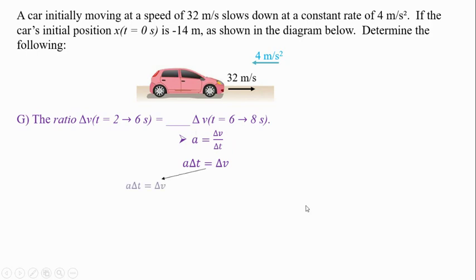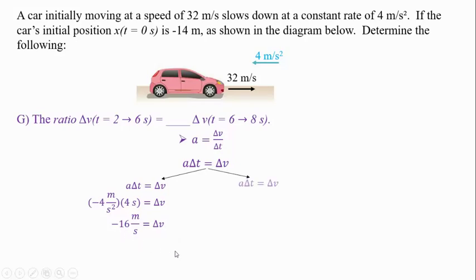So I want to apply this function twice. Okay, here I am going to go ahead and apply a is -4, and then the first time interval is 4 seconds. You notice here I want to keep delta v as delta v. I don't need to break it up into vf minus vi because that's not the question it's looking for. It's just looking for the change in velocity during this time interval. So here 2 to 6 seconds is a difference of 4 seconds. So the change in velocity on the left side is -16 meters per second.